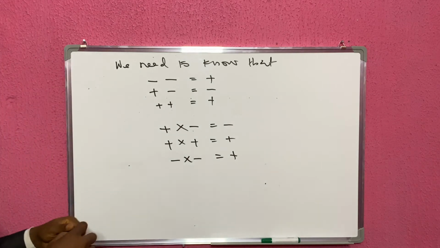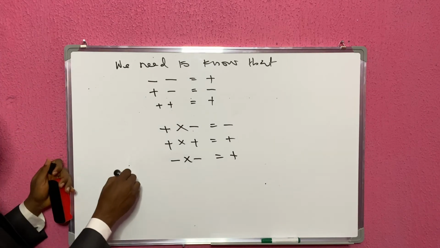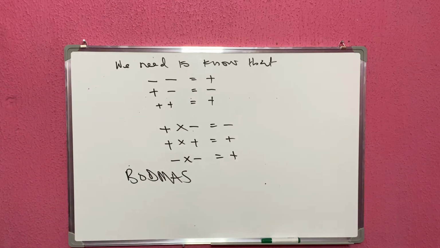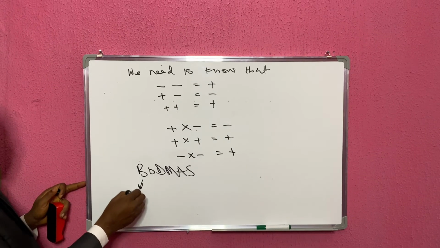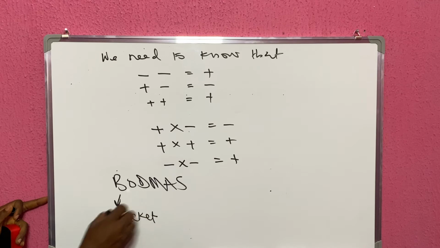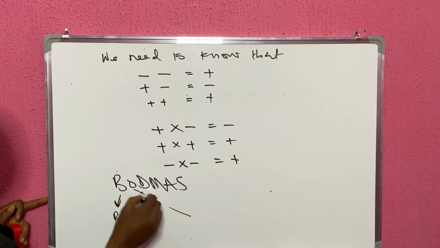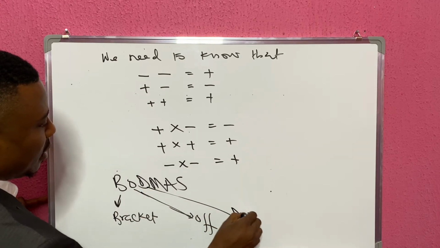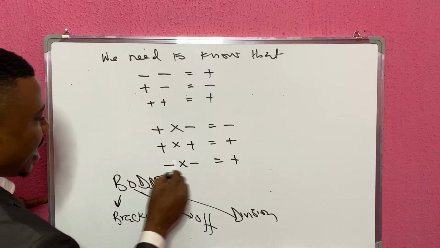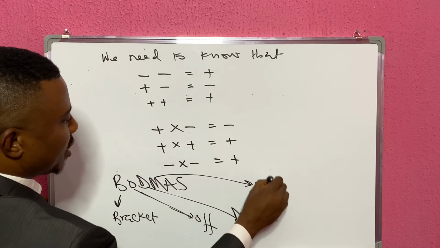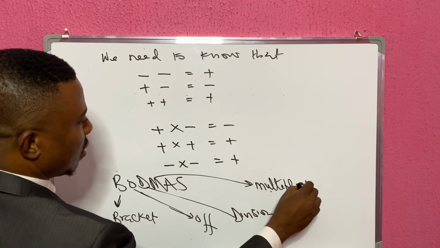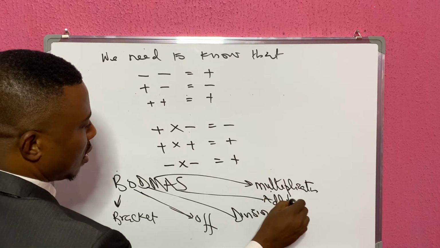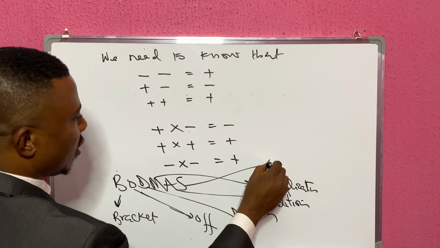Okay. Now, let's look at BODMAS. B stands for bracket. O stands for of. D stands for division. M stands for multiplication. A stands for addition. And S stands for subtraction.